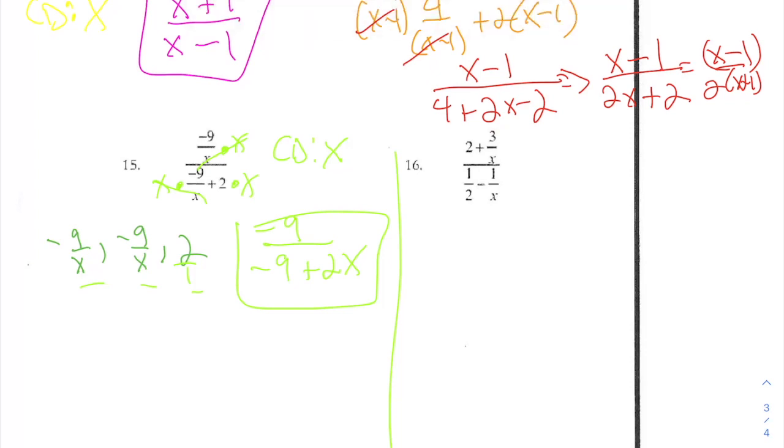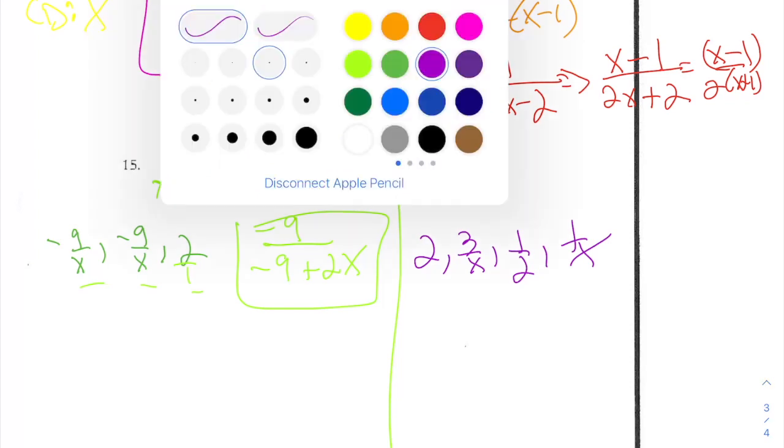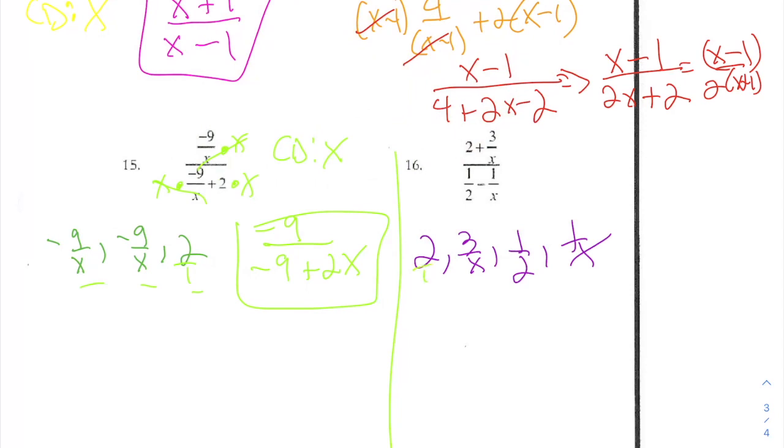So again, here's my technique that should help. 2, 3 over x, 1/2, 1 over x. All right, and now, what's my common denominator? Well, this is 2 over 1, and so if I look at my denominators, I have a 1, I have an x, I have a 2, and I have an x. Since it's just x and not x squared, that means my common denominator is 2x.